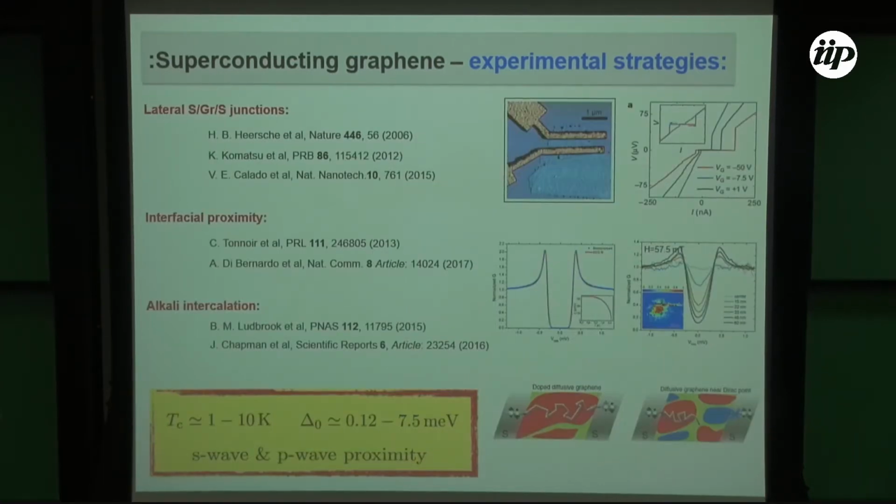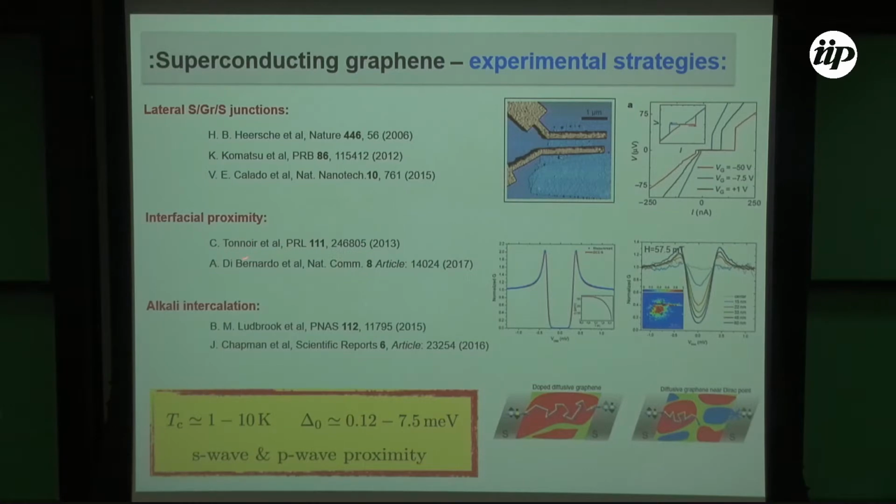Okay, there are already some experiments. So I think the first one was done in the Morpurgo group in 2016. So basically, they take 2 superconducting electrodes. The graphene was beneath, and they were able to induce the lateral superconductivity in this system.